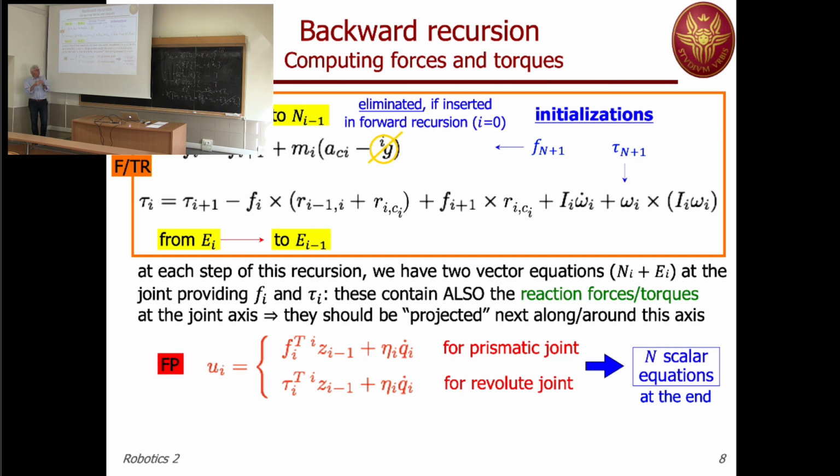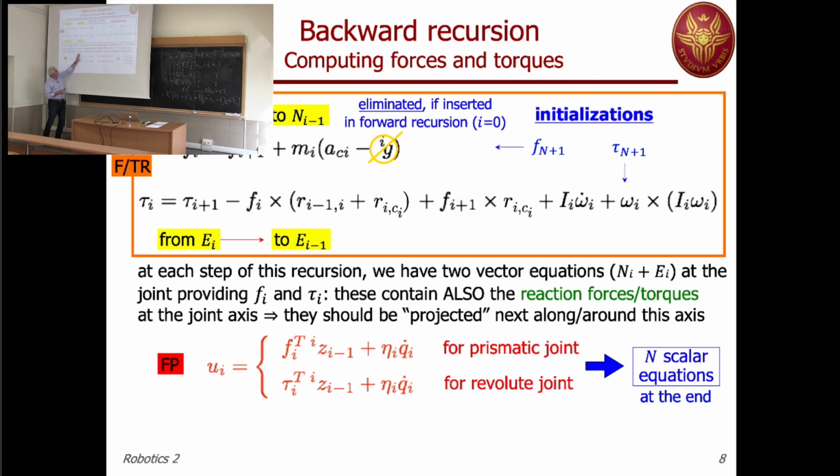Instead, the force component Fi, when we project this along the direction of the unit direction of the axis of joint i, so Zi minus 1, then we have exactly the force producing work on that prismatic joint. Pay attention, Fi, because of the moving frame concept, is defined in frame i, so this Zi minus 1 should be defined also in frame i, so it's not 0, 0, 1 in general, okay?